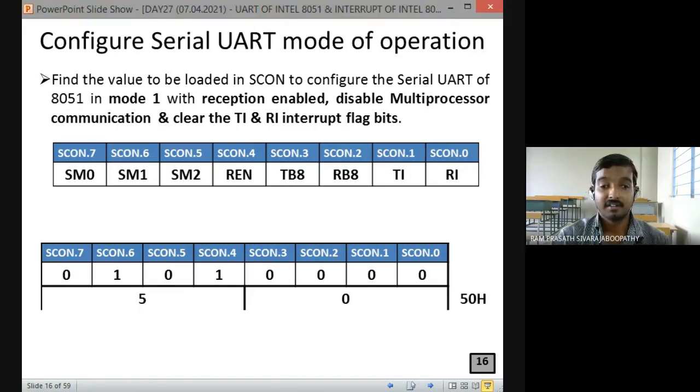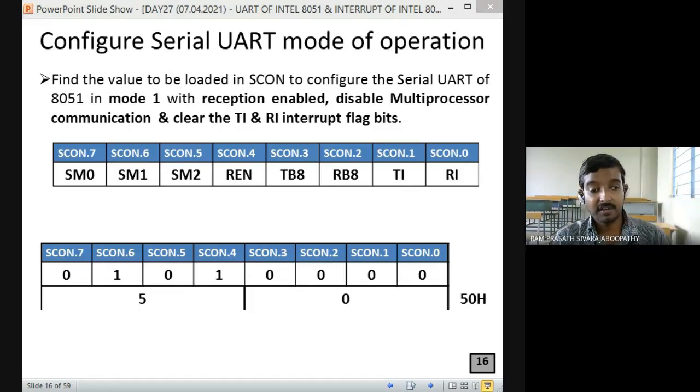Fine. See, this must be the instruction we have to use. Write the value 50 into the SCON register. Classroom 2, please note this is the instruction we have to use.